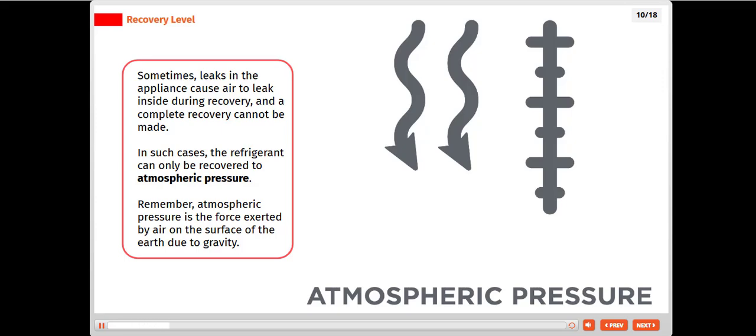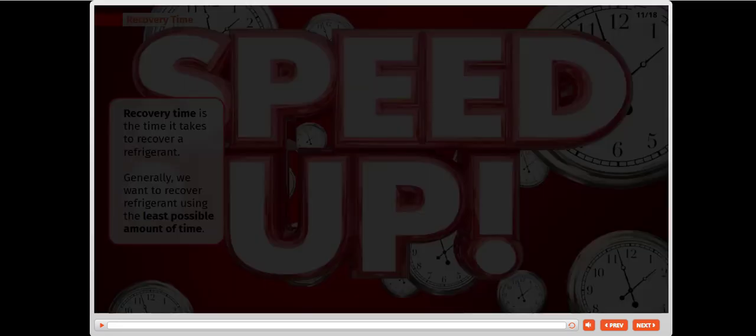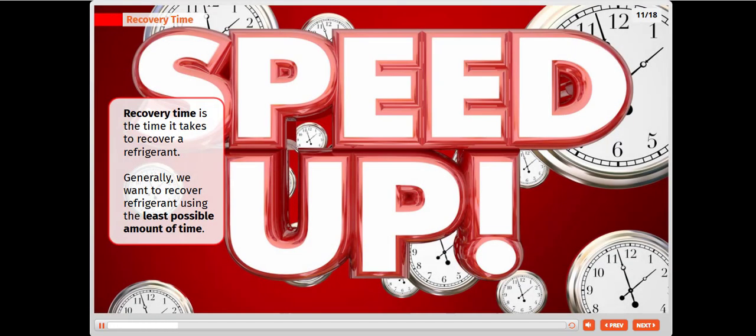Sometimes, leaks in the appliance cause air to leak inside during recovery, and a complete recovery cannot be made. In such cases, the refrigerant can only be recovered to atmospheric pressure. Remember, atmospheric pressure is the force exerted by air on the surface of the Earth due to gravity. Recovery time is the time it takes to recover a refrigerant. Generally, we want to recover refrigerant using the least possible amount of time.